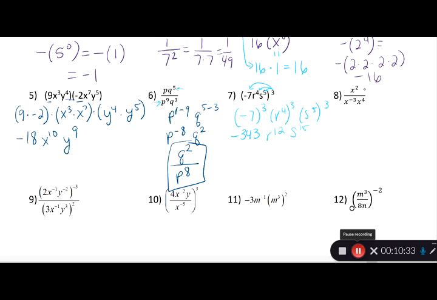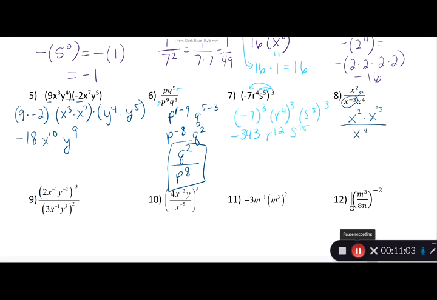Okay, x squared over x to the negative 3 times x to the fourth. So now you have several rules being used at once, and you have a couple different options. If we were in class, I would say, what do you think we should do first? But since we're not, I'm just going to tell you that for me, I like to get a positive exponent. So this x to the negative 3 needs to move up to the numerator. So I have x squared times x cubed over x to the fourth.